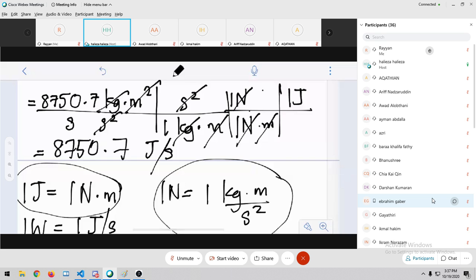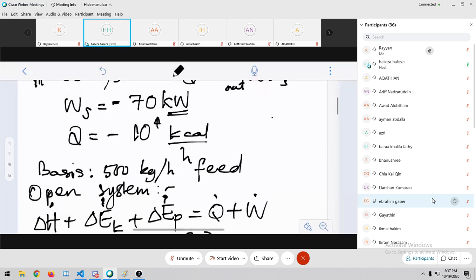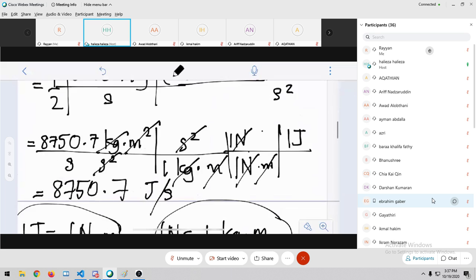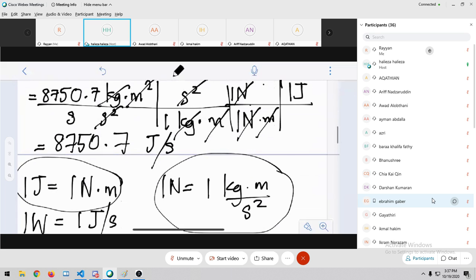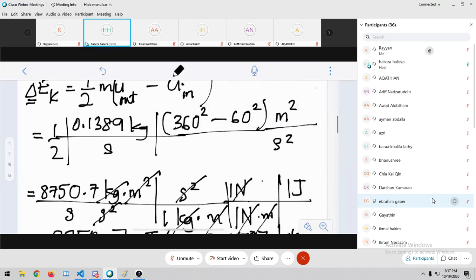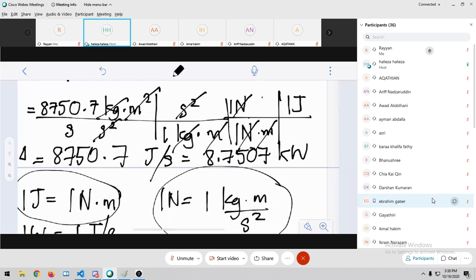8750.7. Now, the unit that we are interested in actually is kilowatt. So change that into kilowatt. That will be 8.7507 kilowatt. That's your kinetic energy, delta E.